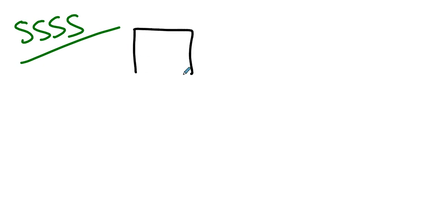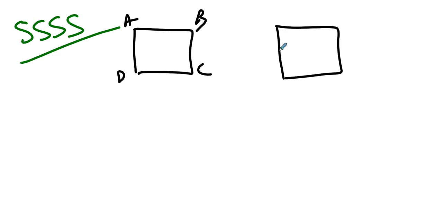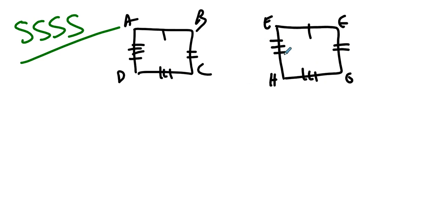If you have quadrilateral ABCD, and you have quadrilateral EFGH, and those sides are congruent, those are congruent, those are congruent, those are congruent, must it be that ABCD and EFGH are congruent quadrilaterals? Now think about that for a moment.